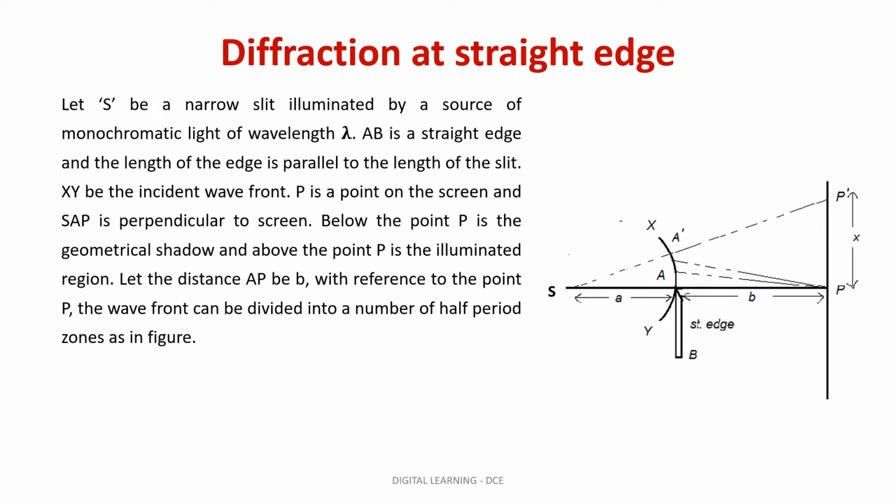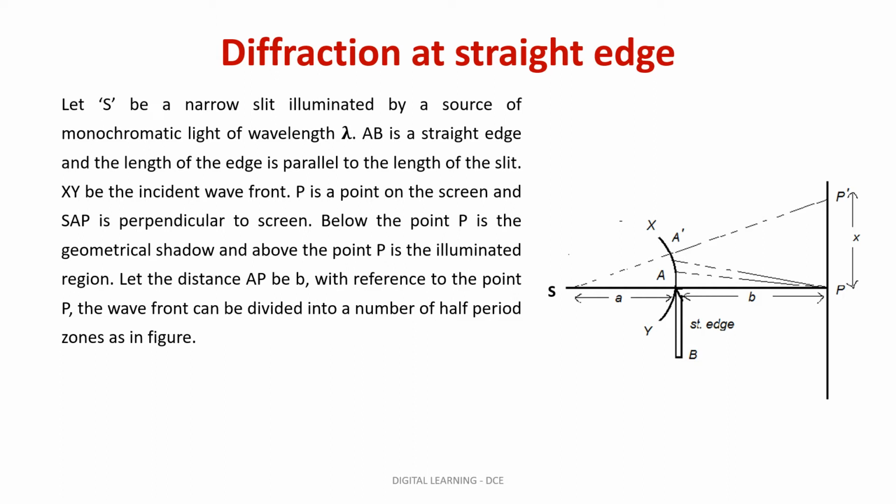Let us take a source of light S of wavelength lambda, a straight edge AB, and a screen at a finite distance. The distance between the source S and the obstacle with an edge is A, and the distance between the straight edge and the screen is B. XY is a cylindrical wavefront. Now look at this figure.